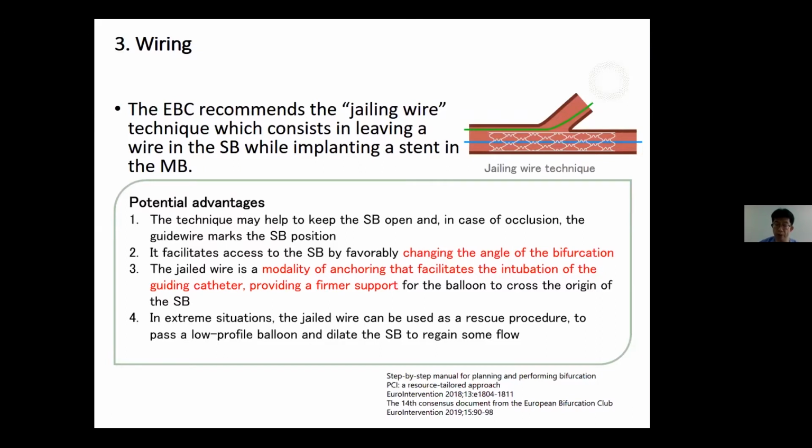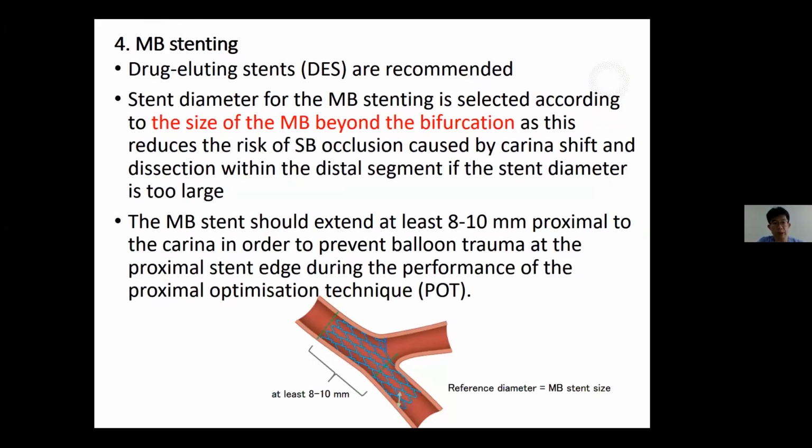And the next important thing is number 3. The jailed wire is a modality of anchoring that facilitates the intubation of the guiding catheter, providing firmer support for the balloon to cross the ostium of the side branch. That's very important.